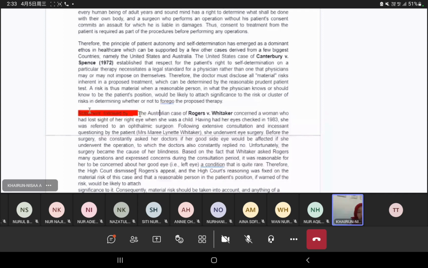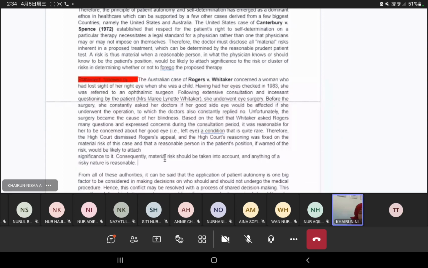You have to have a statement. The cases are just a supporting authority to your statement. You don't start your paragraph like this, by simply putting the Rogers and Whittaker case without explaining why you wanted to quote Rogers and Whittaker.